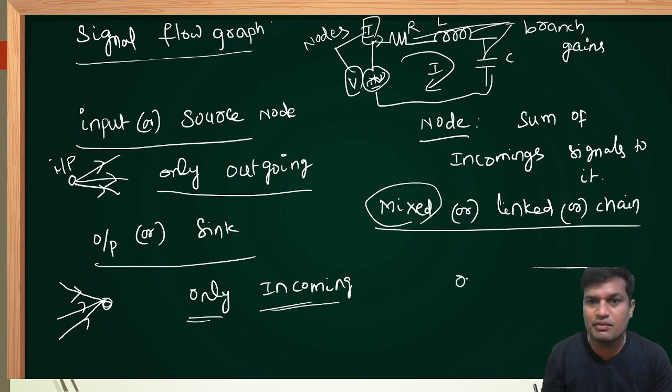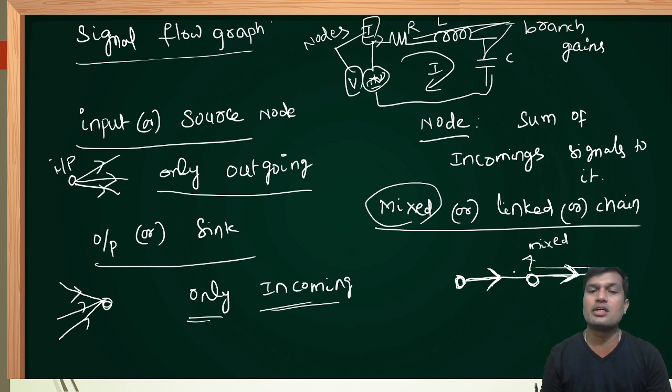A node which has both incoming as well as outgoing signals. If you see here, it is a branch, and here is one more branch. In this case, it is an input node, because from this node only outgoing branches are there. And this node has only incoming branches, hence it is an output node or sink node. But in the middle node, one branch is incoming and another branch is outgoing, therefore this is called a mixed node or linked node or chain node.